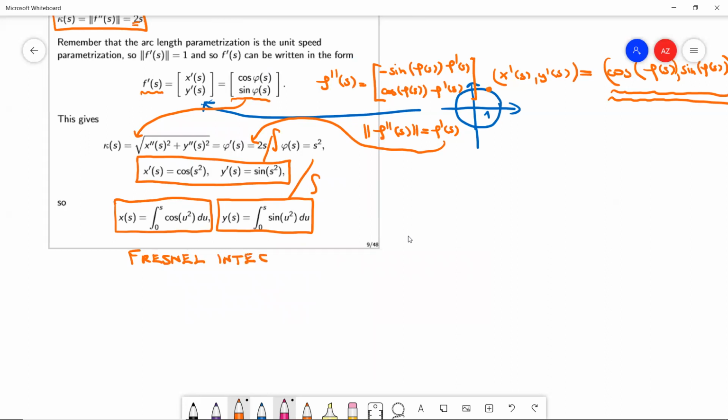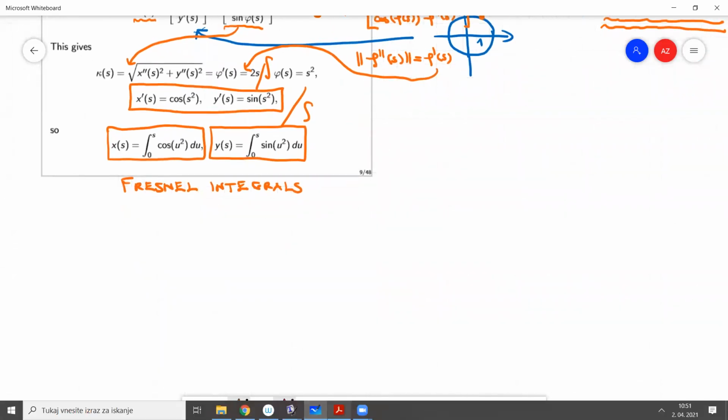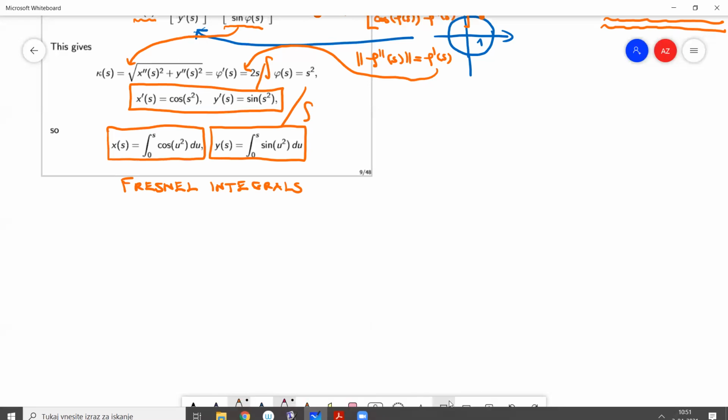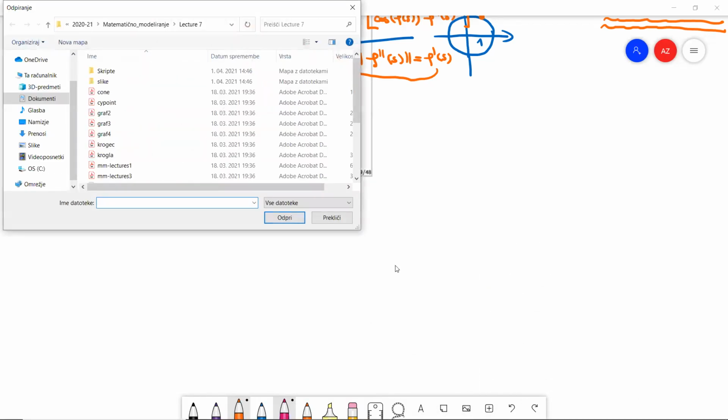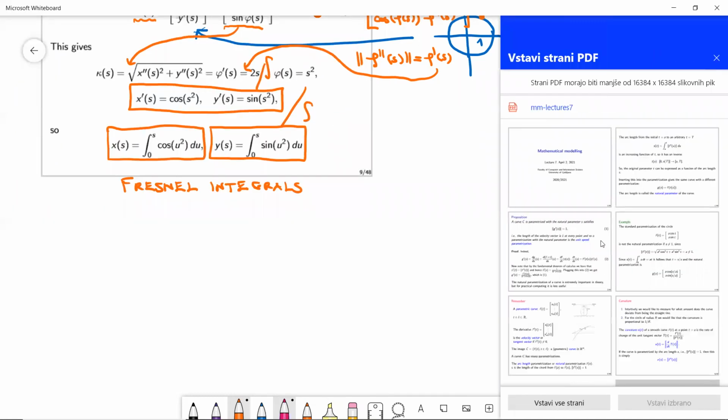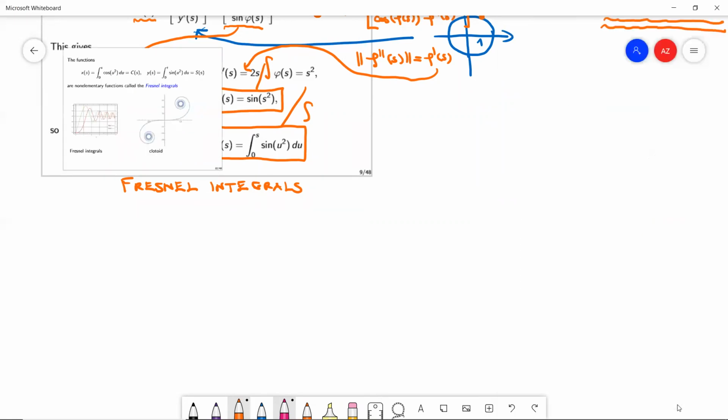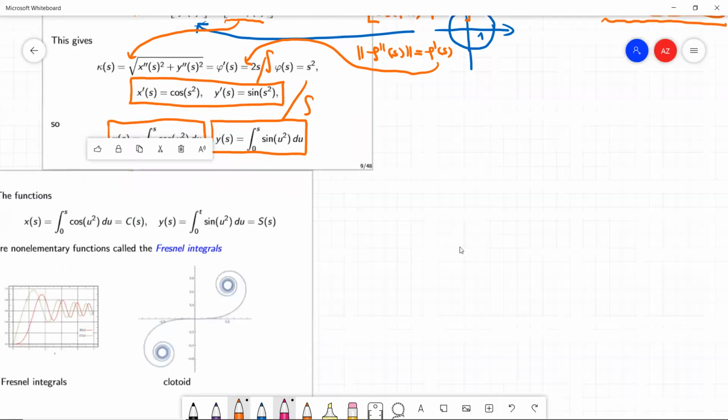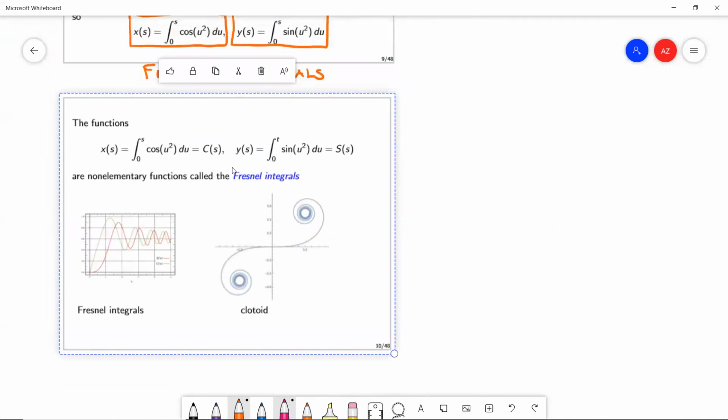Because they appear in applications, as I've said before, when designing railroads with linear curvature with respect to the arc length. So maybe to show you the curve. So those are those two integrals, and here they are computed numerically. The green one is x, and the red one is y.